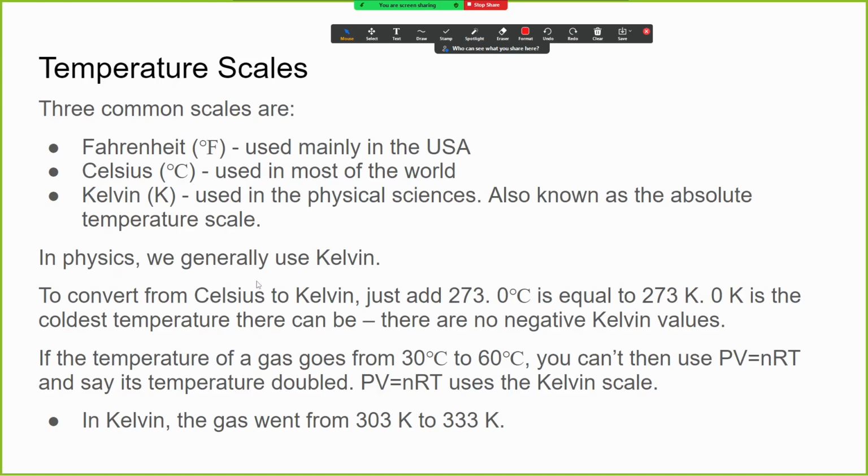And once again, in physics, we generally use Kelvin, and so when we did that example the other day, if the temperature of a gas, let's say, goes from 30 to 60 degrees, you can't use PV equals nRT and say that temperature doubles, because PV equals nRT uses the Kelvin scale because R is joules per mole Kelvin. Okay, so in Kelvin, that gas only went from 303 Kelvin to 333 Kelvin, which, yes, that's an increase, but it's most certainly not double like what's represented in our Celsius scale.